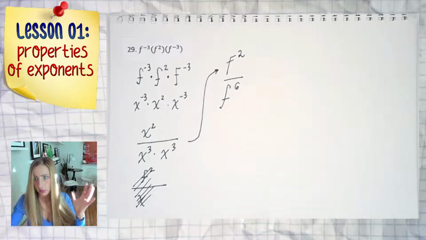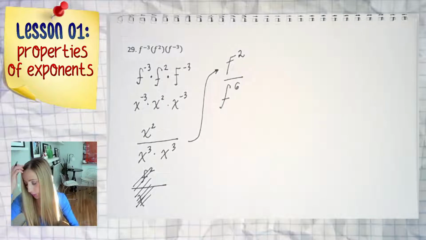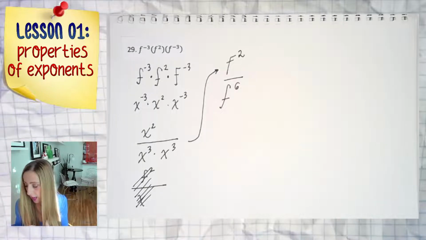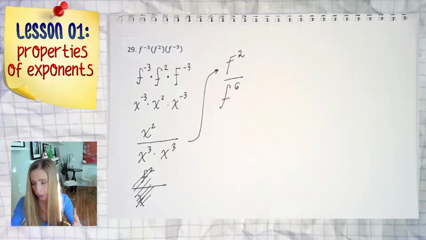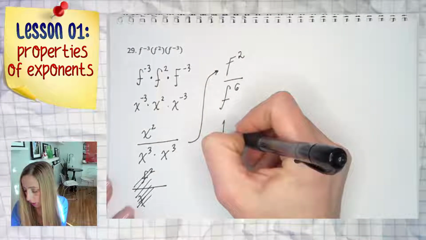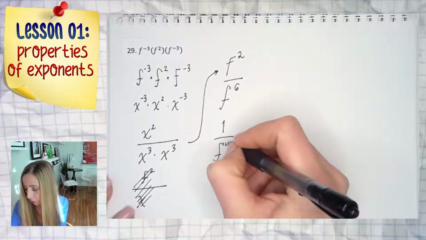Now, who has more power? Who's more powerful? The north or the south? You know, the numerator or denominator? In this case, it's the denominator. It has 6 soldiers. The top only has 2 soldiers. They knock each other out. What's left? 1 over f to the 4th power.